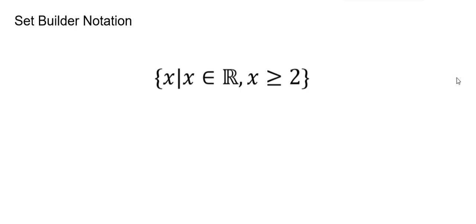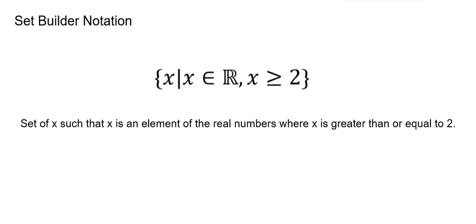So here we have an example of a set builder notation that tells us the set it belongs to as well as restrictions. But what would this be like if we actually were to translate this into English? It would look something like this, where we say that a set of x such that x is an element of the real numbers where x is greater than or equal to 2. So that's a lot, but let's break it down piece by piece.